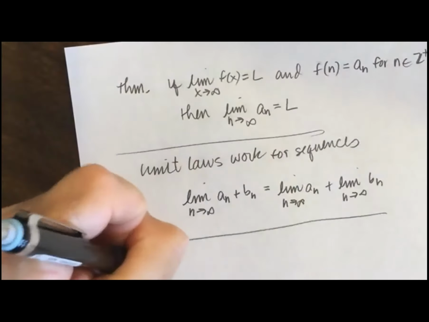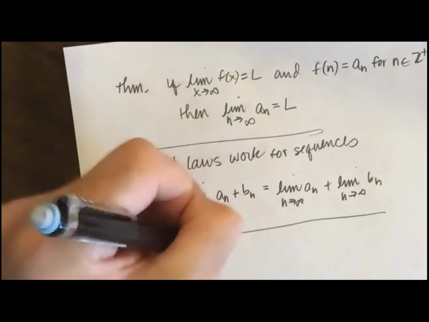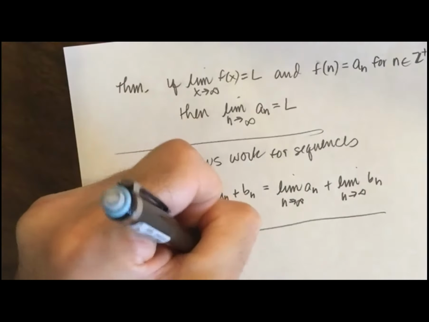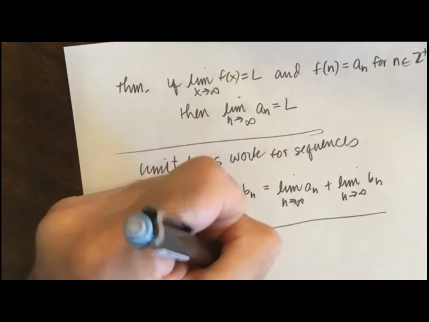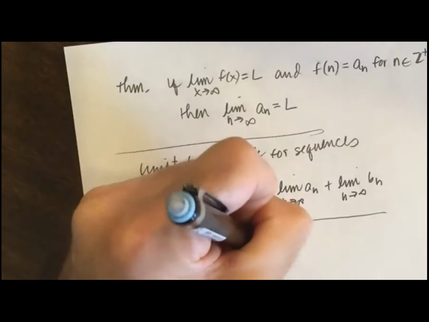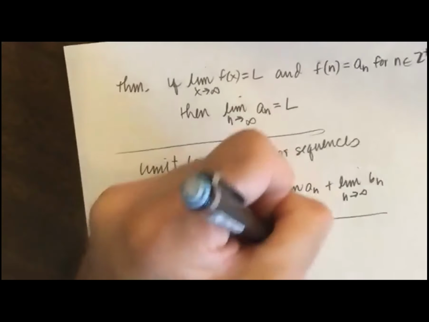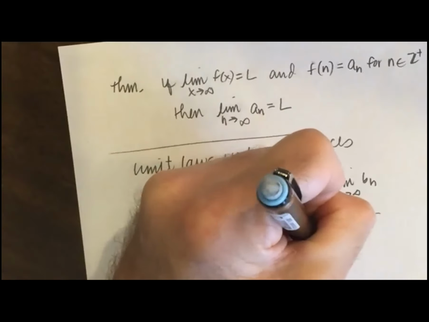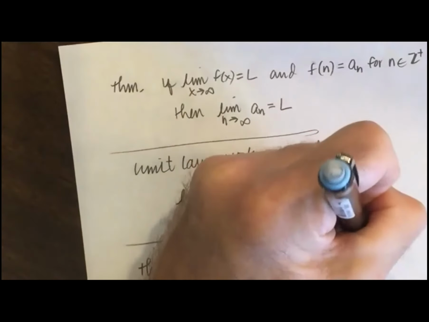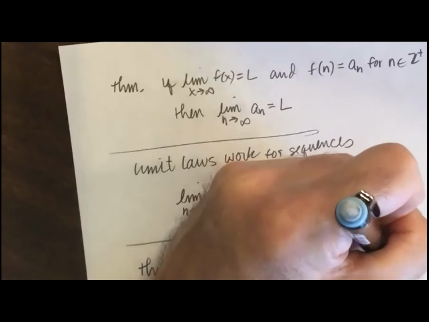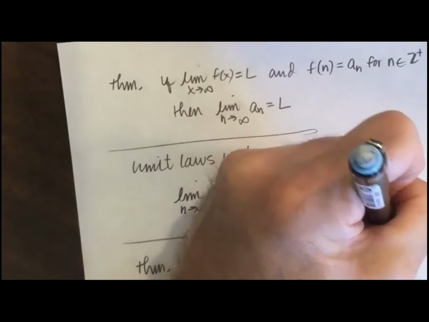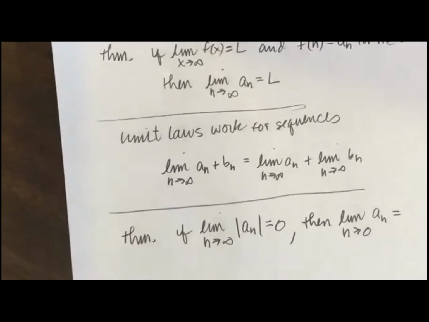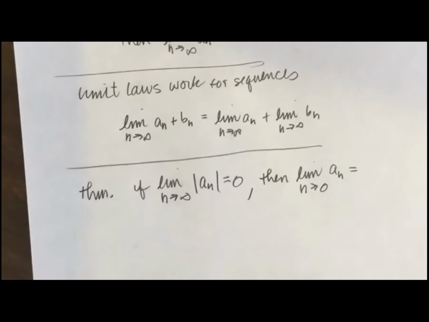Next one, theorem. Here's the theorem. If the limit as n goes to infinity of the absolute value of a sequence equals 0, then the limit as n goes to infinity of the sequence itself must be what? 0.